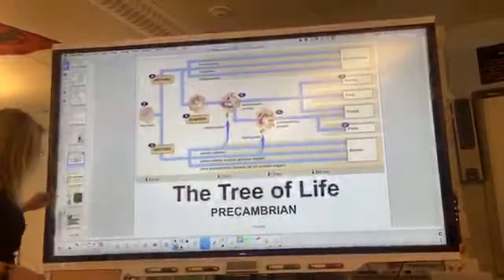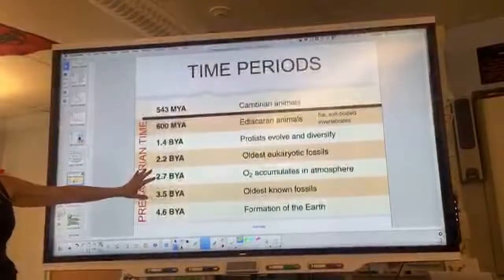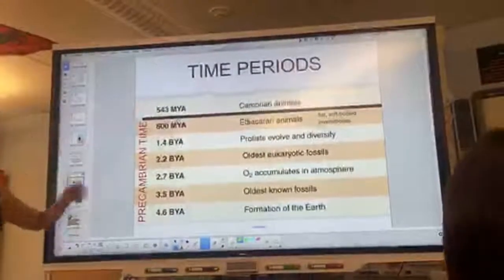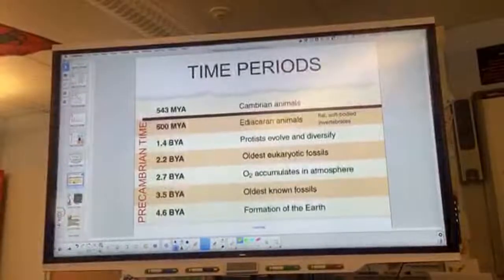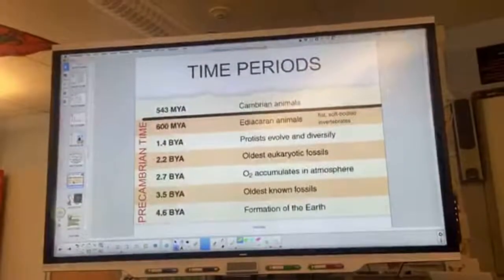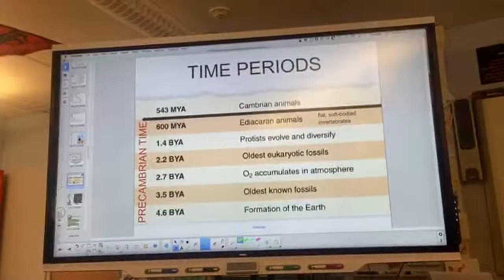Okay, now I want to show you some pictures. Take a look here. This is showing you what's going on, the big ticket events in the Precambrian period. Why don't you ping pong back and forth? Slate, you go first. Oldest known fossil. Oldest eukaryotic fossil. No, these are the trilobites. Are you ready for me?